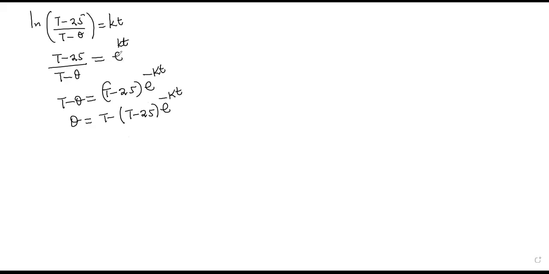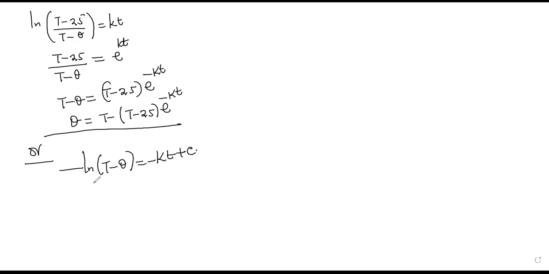Yes, I'm going to use some other approach so that you do not get confused. So this is the solution. Or if you don't want to take that side, where we had the negative, from that step where we had negative ln(T minus theta) is equal to negative kt plus a constant of integration, okay?